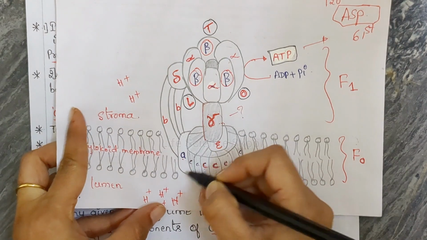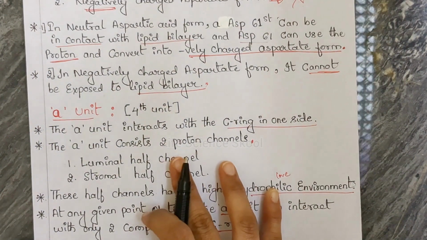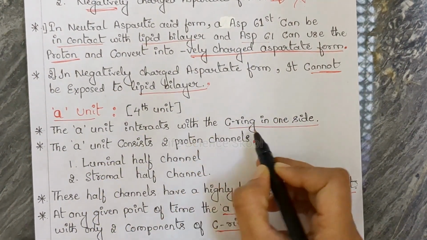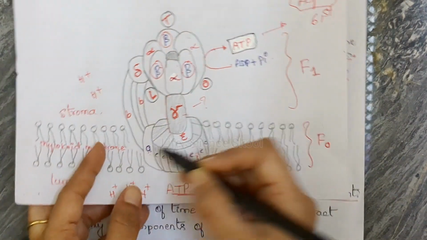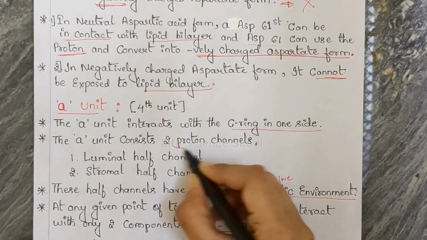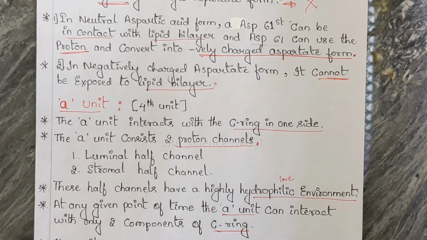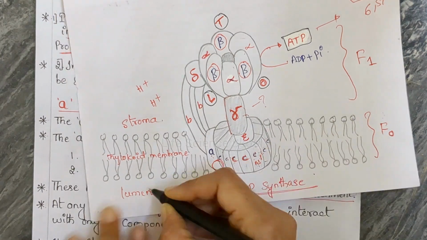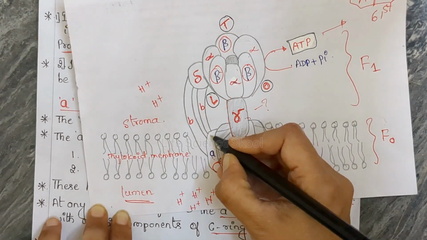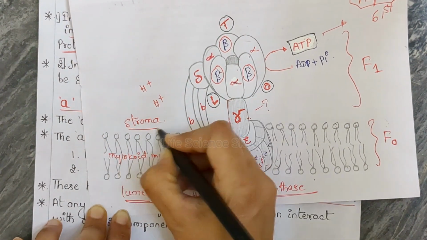Okay, so this A unit. Now we will look at the points on the A unit. The A unit interacts with the C ring on one side. And the A unit consists of two proton channels. One is the luminal half channel, which is towards the lumen. Another is the stromal half channel, so it is at the stroma side.